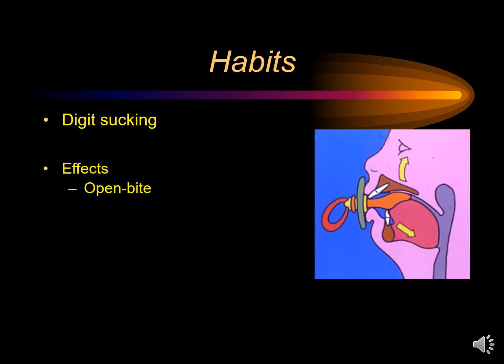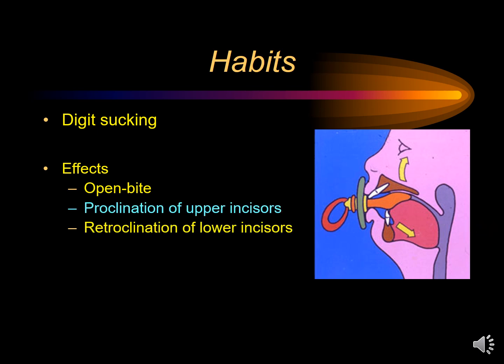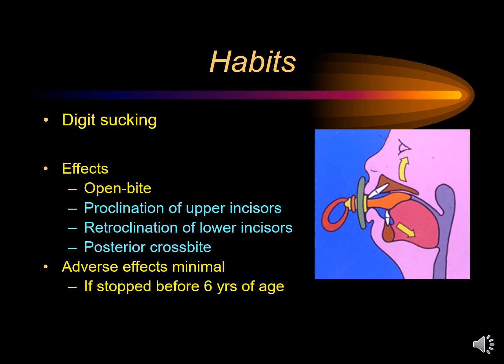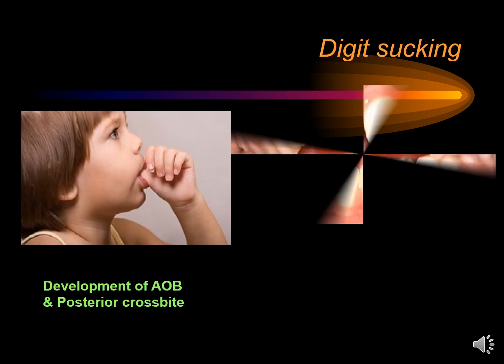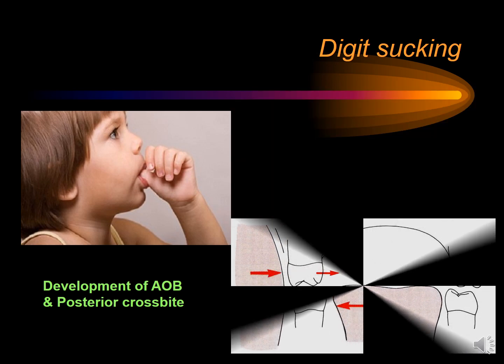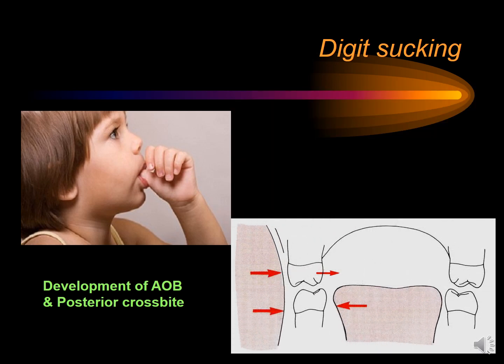Now, the effects of digit sucking are that it causes an open bite, proclination of the upper incisors, retroclination of the lower incisors, and posterior crossbites. Adverse effects are minimal if it is stopped before 6 years of age. Okay. Now, this is the development of the anterior open bite and the posterior crossbite.